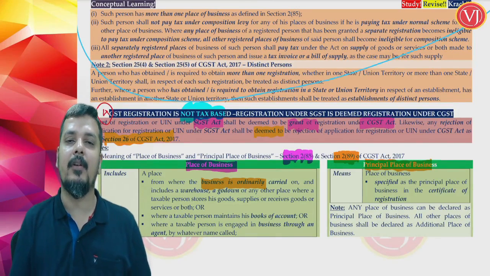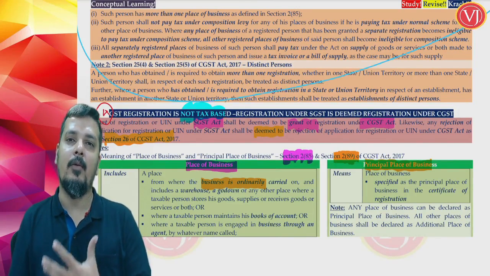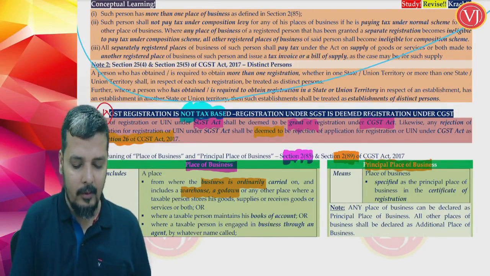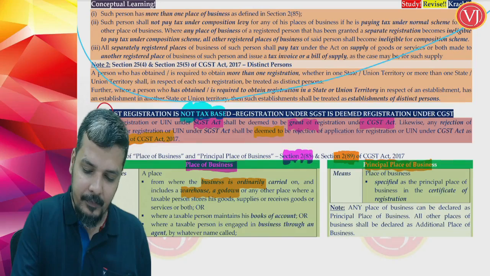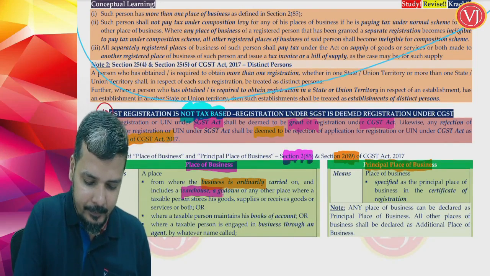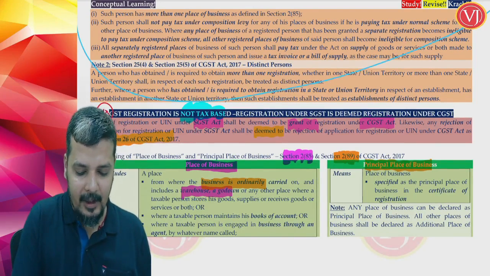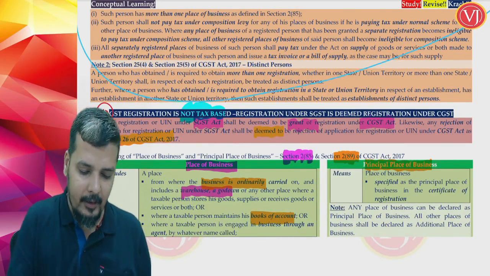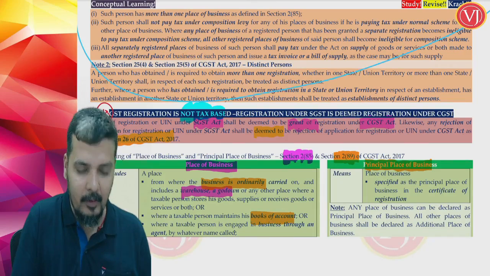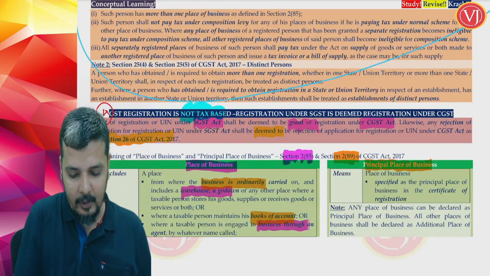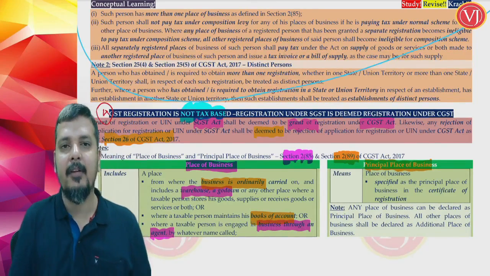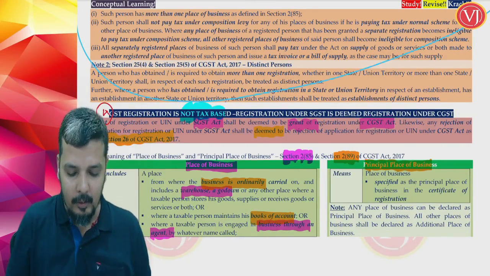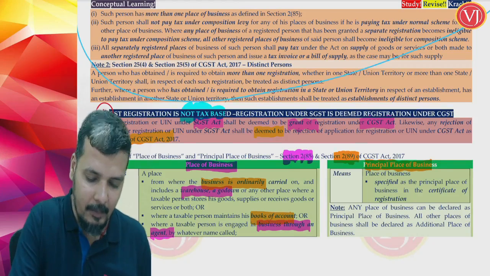Also it includes the warehouse or godown where you are stocking or storing the goods. It also includes the place where you are keeping your books of accounts. So wherever you are keeping your books of accounts, that is also included. It will also include the agent's place through whom you are carrying on the business. We are not talking about a special agent as per the schedule. A normal agent who is keeping your goods. Here the focus is on your normal agent.